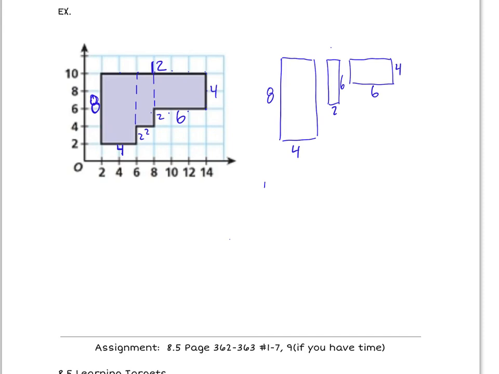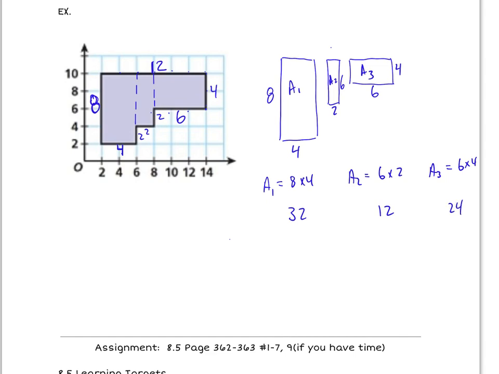So now we have 3 shapes. Area 1 equals 8 times 4. Area 2 equals 6 times 2. And area 3 equals 6 times 4. So we got area 1, area 2, and area 3. 8 times 4 is 32. 6 times 2 is 12. 6 times 4 is 24.